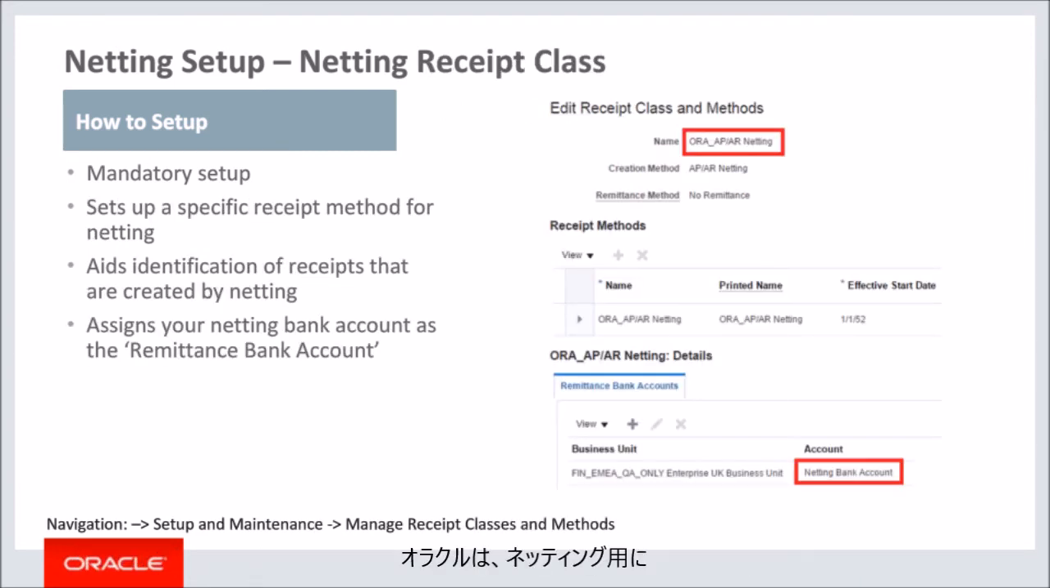Setting up the receipt class. Oracle have seeded a receipt method for netting, which is the Aura_APAR netting receipt class. This is required in order to process receipts that are created in a settlement. Navigate to manage receipt classes and methods in Setup and Maintenance. Search for the receipt method of Aura_APAR netting, and then assign your business unit and account that is set up in the Netting Bank Account Setup section in the Feature Specific Setup.